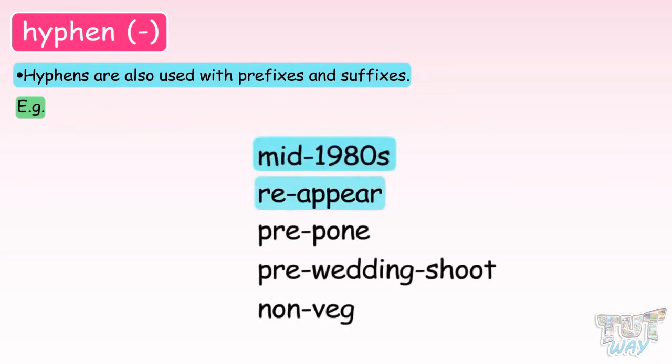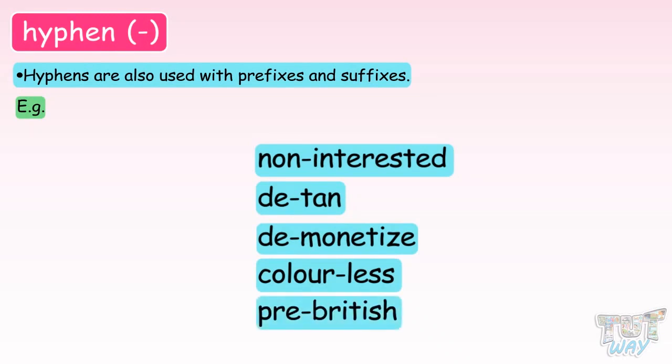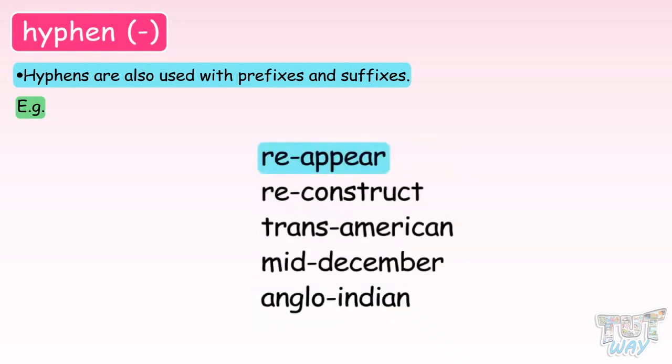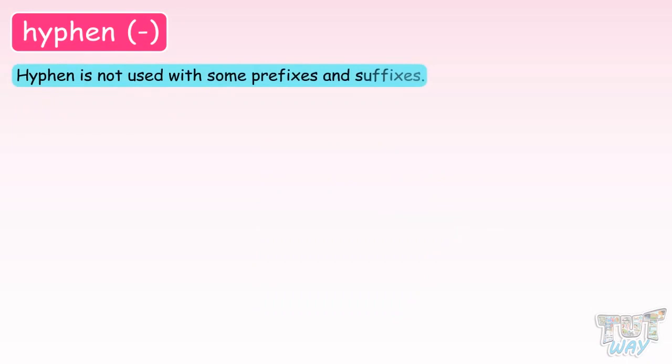Mid-1980s. Re-appear. Pre-pone. Pre-wedding shoot. Non-veg. Non-interested. De-monetize or demonetize. Colorless. Pre-British. Reappear. Reconstruct. Trans-American. Mid-December. Anglo-Indian. So in some cases, we use hyphen, but in many cases you can avoid hyphen.